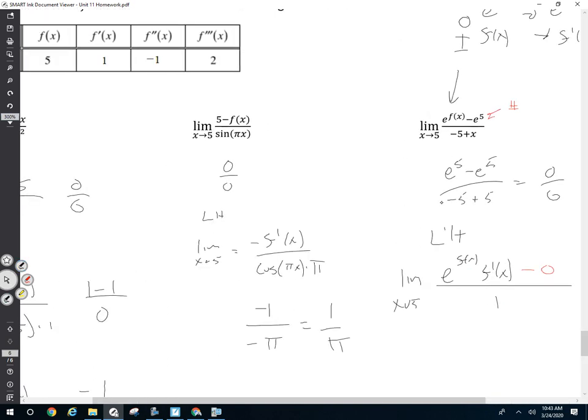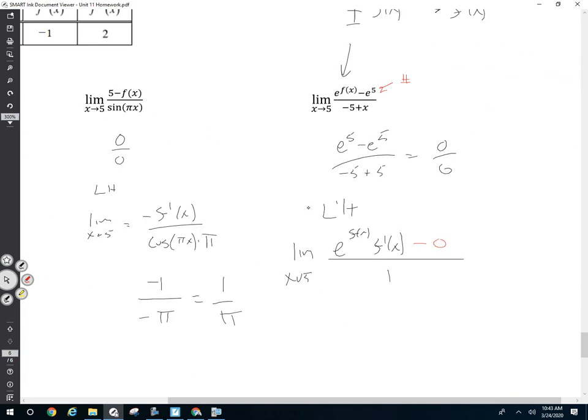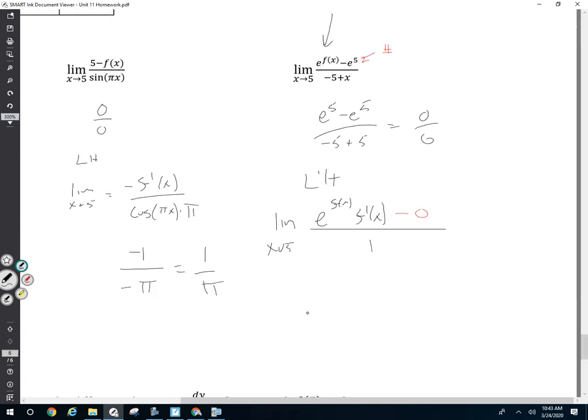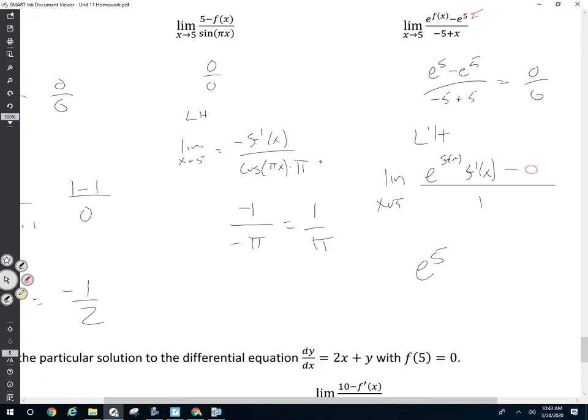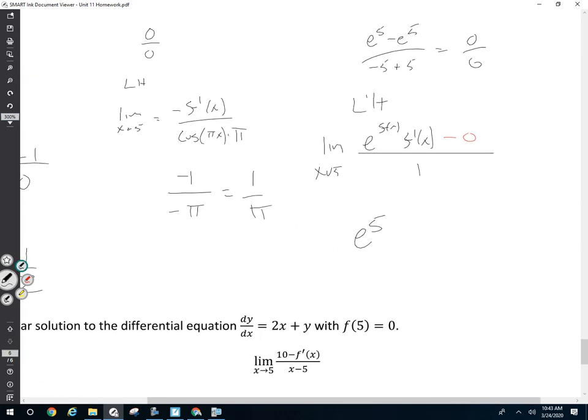Well, the limit as x approaches 5. E to the f of 5. F of 5 is 5. So this is e to the 5th times f prime of 5 is 1. So the answer is e to the 5th.